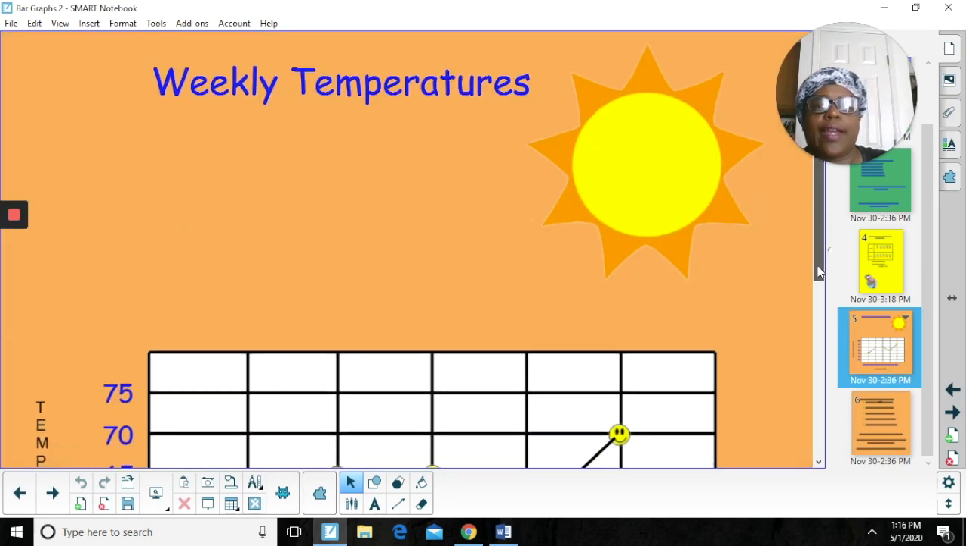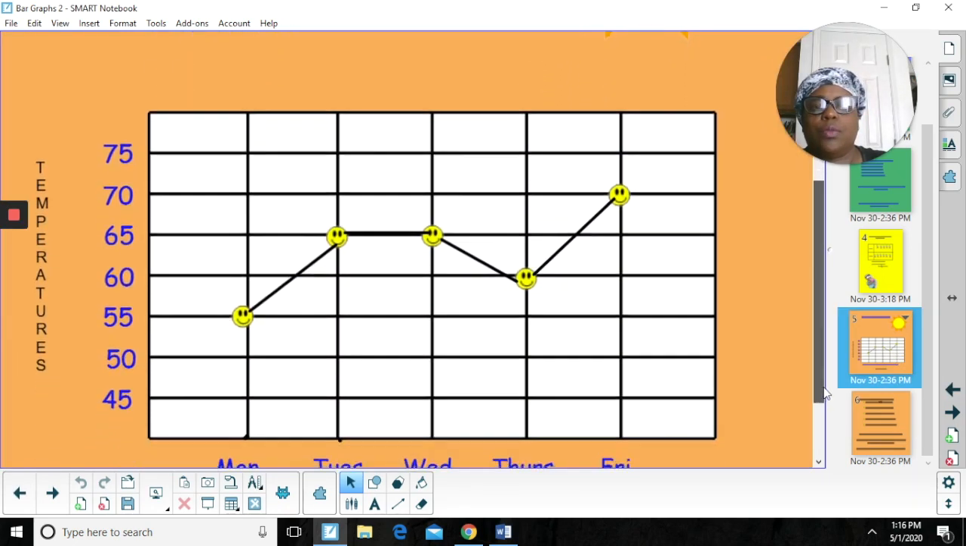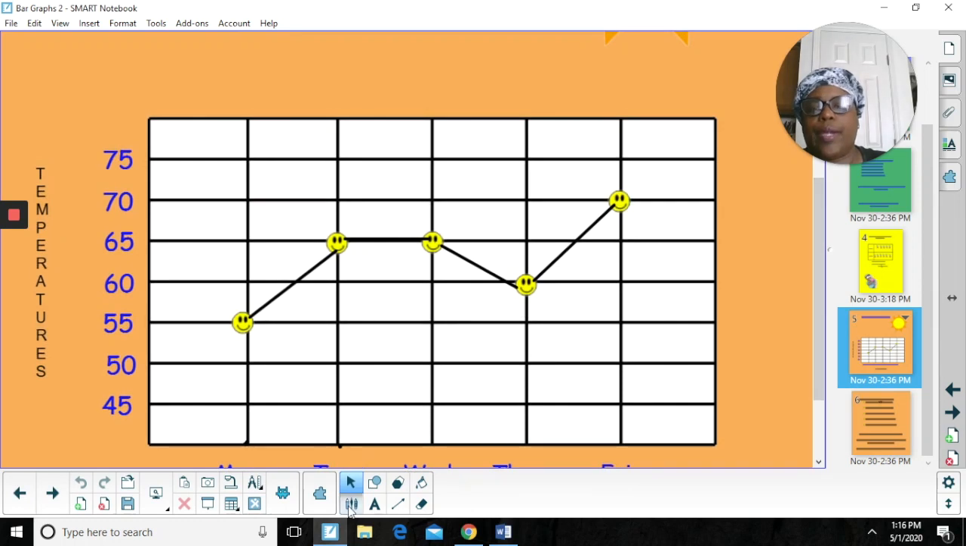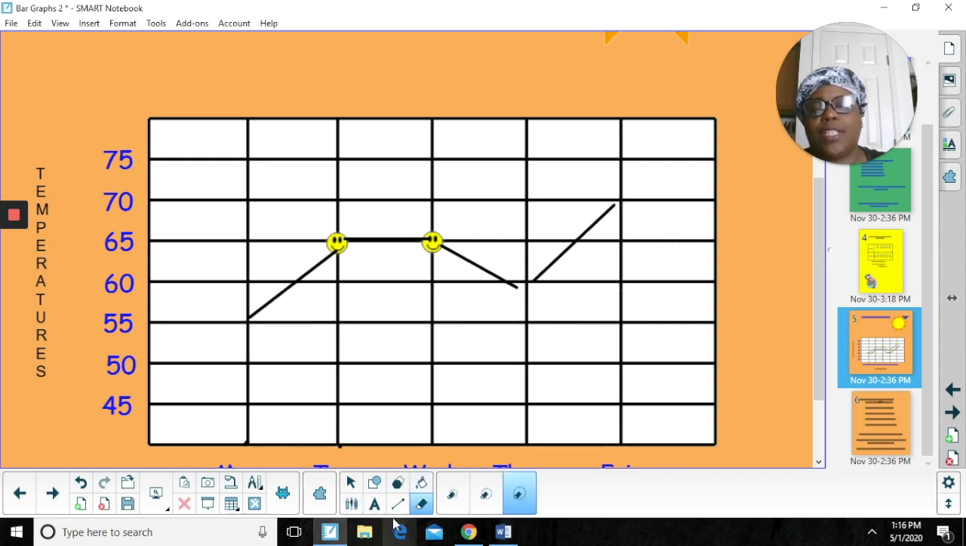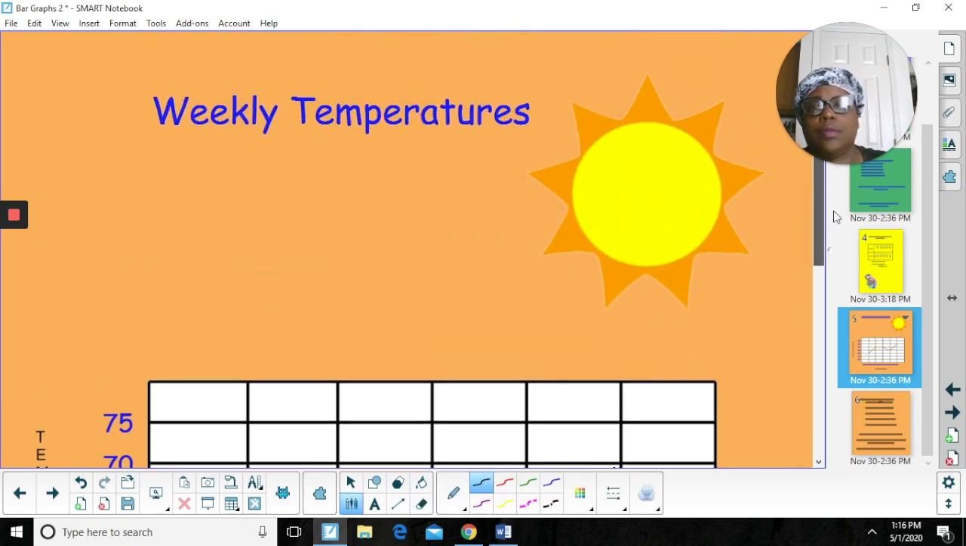Now, this graph is called a line graph, okay? Why? Because you see lines here, right? It's called a line graph. Now, let's see what the line graph is all about. Remember I said you had to preview your graph? And these are your weekly temperatures, okay? This graph is going to be about temperatures, okay?